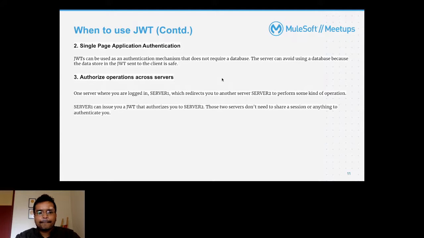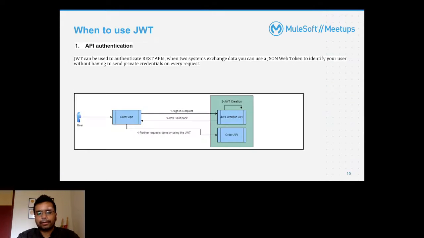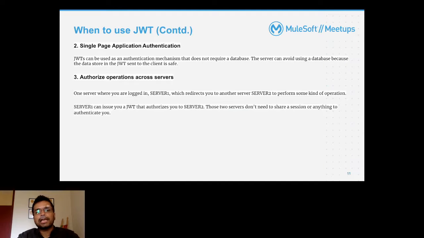That also helps because you don't really need to open a session between two servers for that communication of authorization. You can directly authorize the request through the JWT token. Otherwise, you would have to open a channel or do some sort of session, and then the communication would happen. So this is when to use JWT: API authentication, single page application authentication, and authorizing operations across servers.